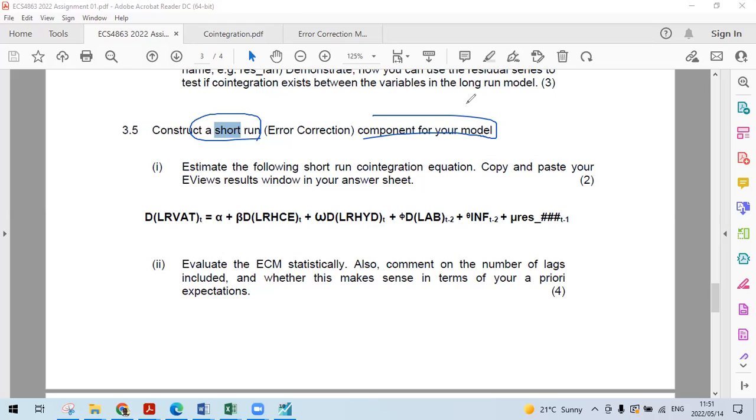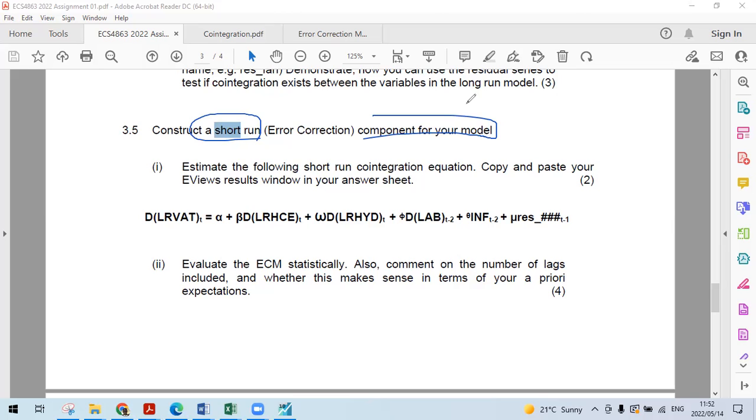Let's talk about the short run. When I'm talking about the short run, we are making use of the ECM. Why is the error correction model important? It is very important because we can actually check whether the model is capable of adjusting to its long run equilibrium after facing some shock or not.